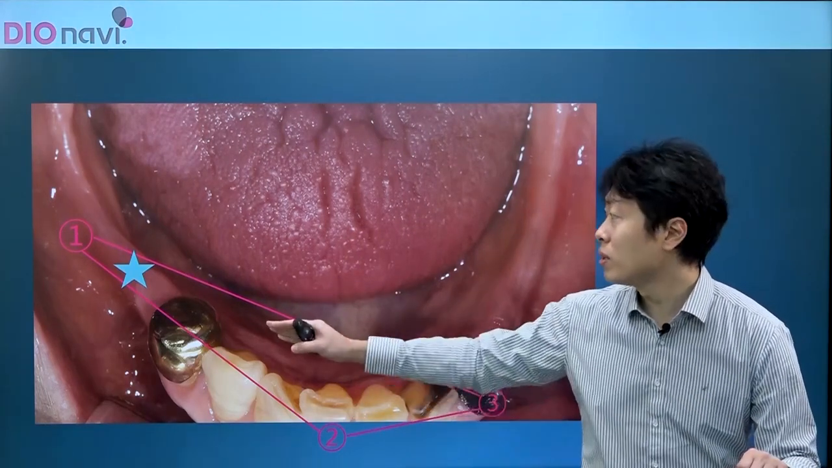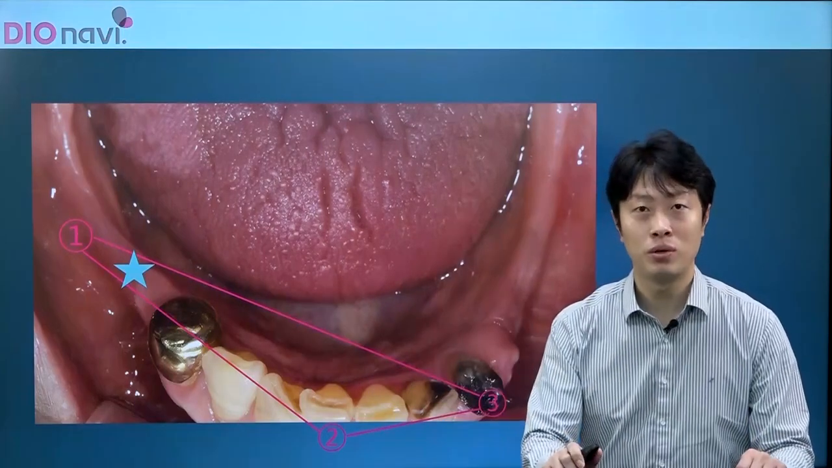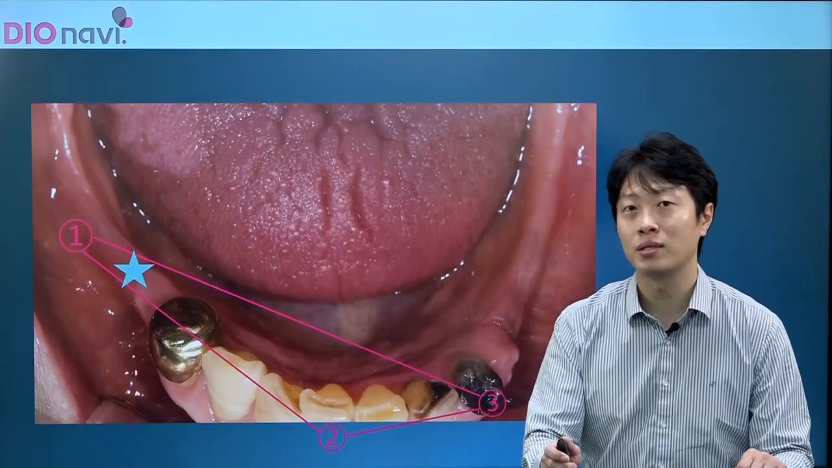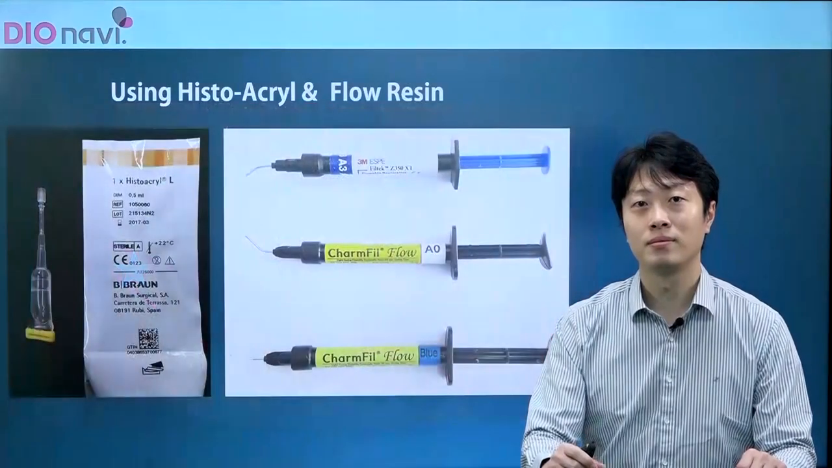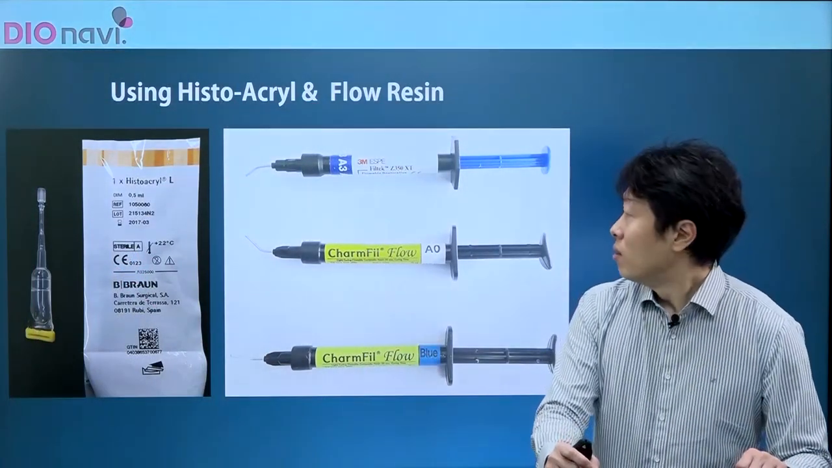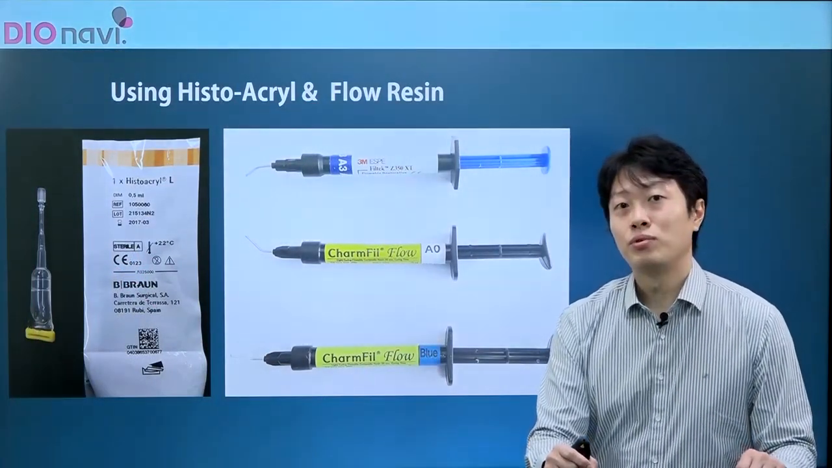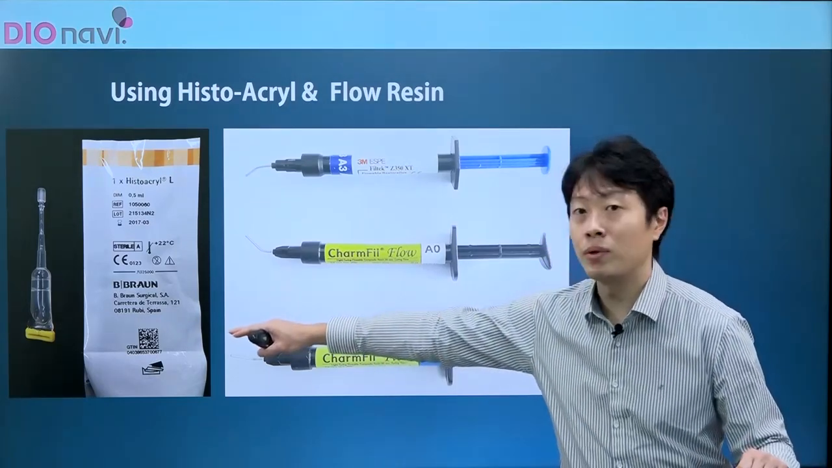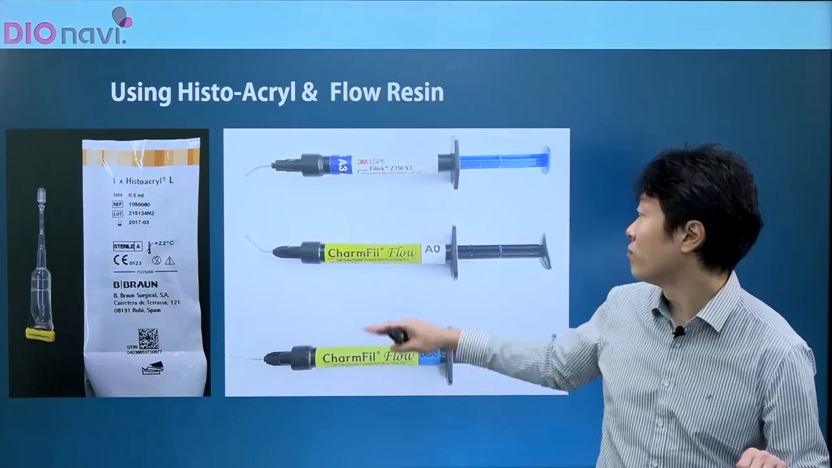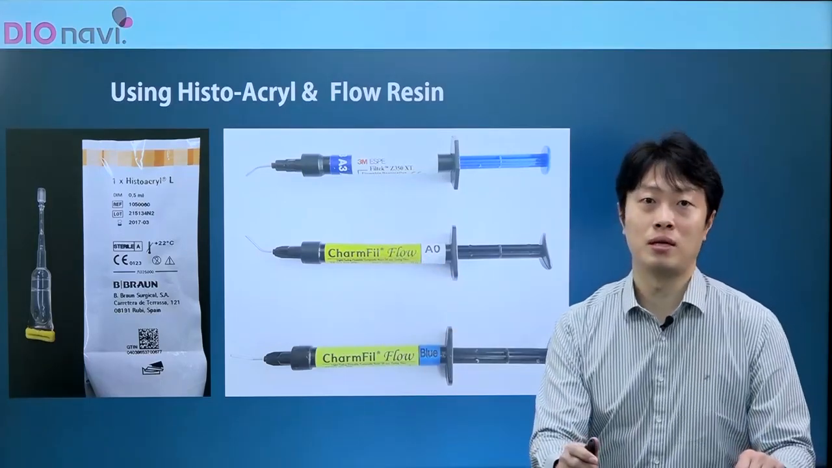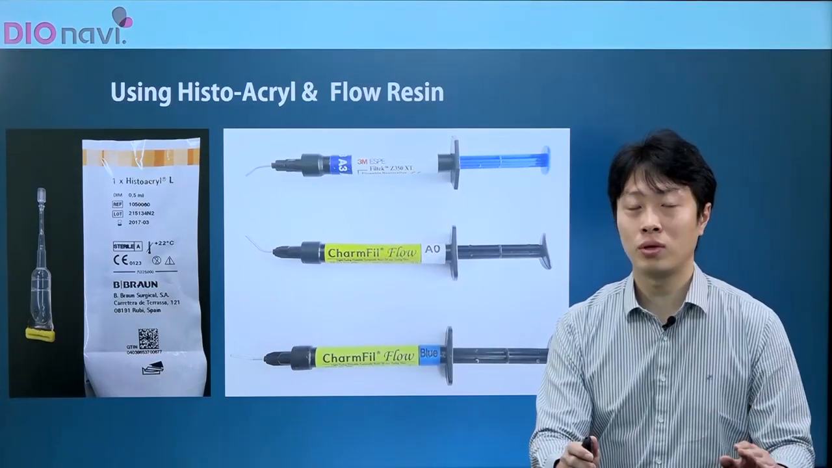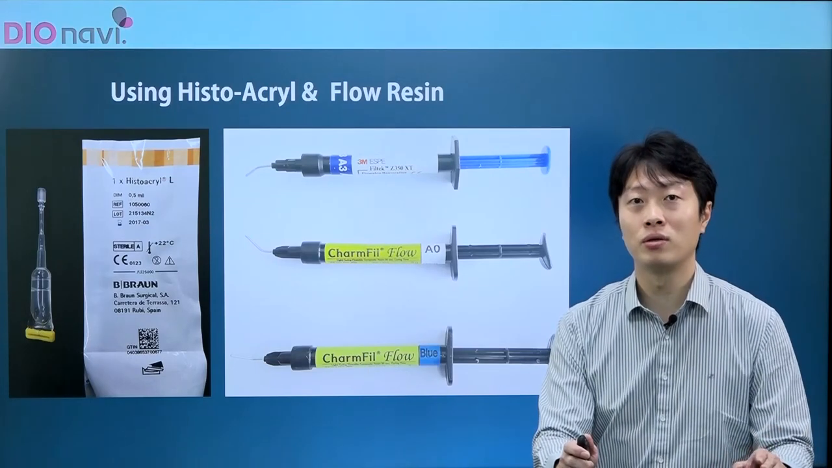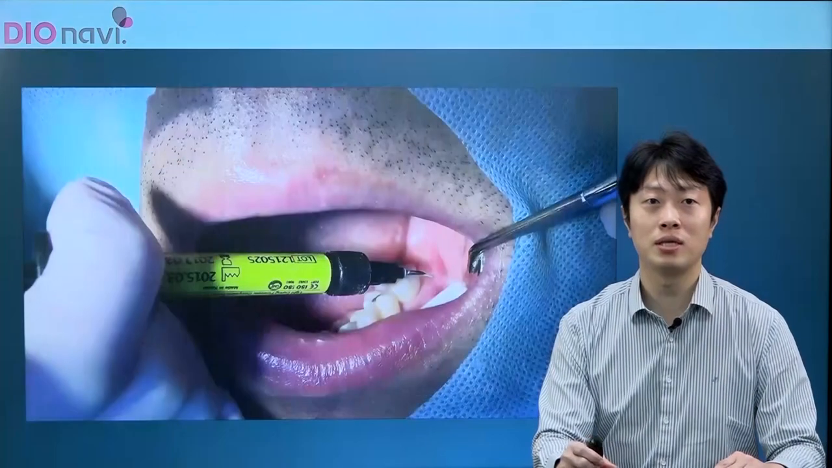Next, let's consider how to obtain more accurate data using the resin marker. You will need a tissue adhesive called histoacryl to attach the resin marker to the gingival area, and the flowable resin is commonly used. Before we move on, let's watch a video on how to attach and use the intraoral resin marker.